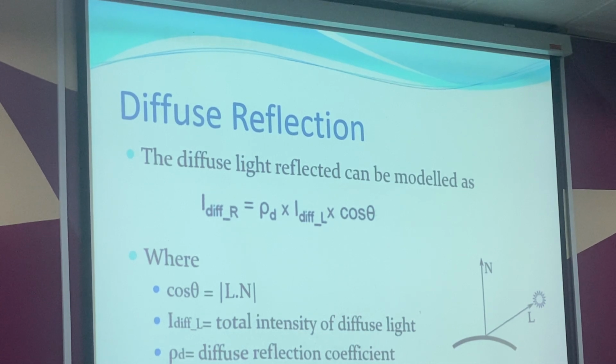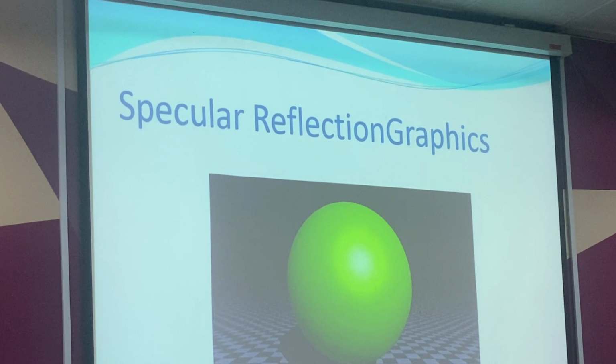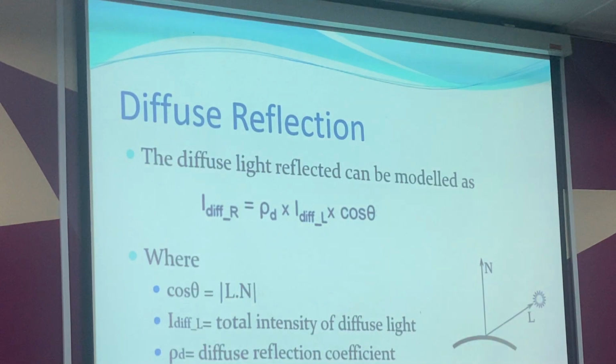It is mentioned here, N is the normal and L is your light source direction, and theta is the angle here. So for diffuse lights, only this part is different from the ambient lights. For specular lights, it is almost similar to the diffuse lights, more or less similar.